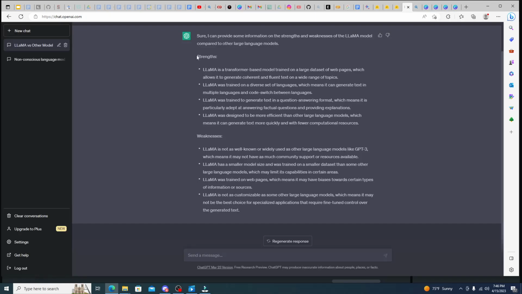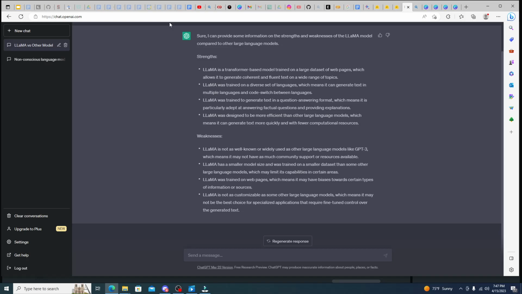So, "Sure, I can provide some information on the strengths and weaknesses of the Llama model compared to other large language models. Strengths. Llama is a transformer-based model trained on a large data set of web pages, which allows it to generate coherent and fluent text on a wide range of topics. Llama was trained on a diverse set of languages, which means it can generate text in multiple languages and code switch between languages." One of the reasons why I don't rate this as the number one answer is I question this. "Llama was trained to generate text in a question-answering format, which means it's particularly adept at answering factual questions and providing explanations." I don't question that.